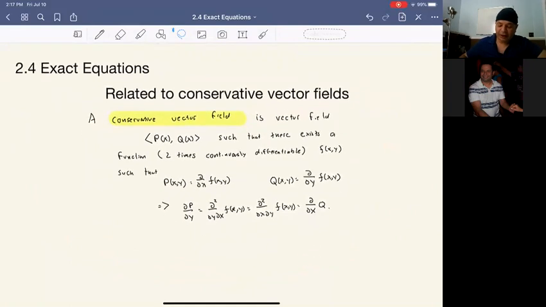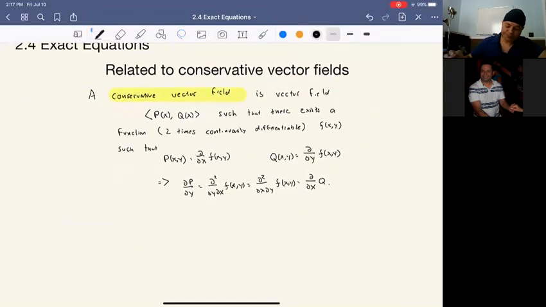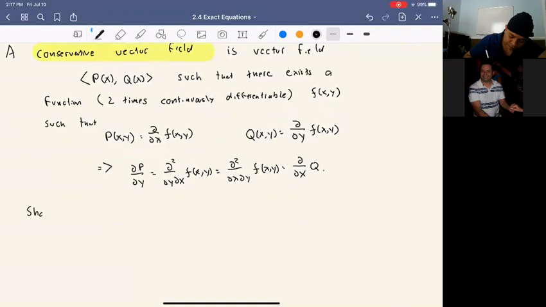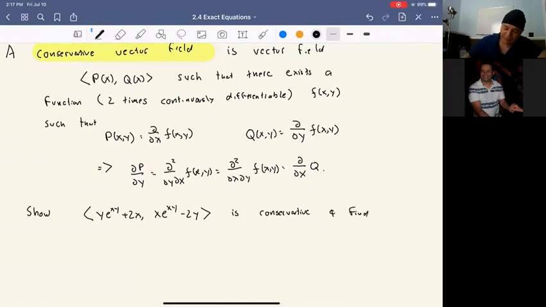Okay. All right, so let's start with an example. Show that the vector field y e to the xy plus 2x, x e to the xy minus 2y is conservative. And find the generating scalar field, or generating scalar function.